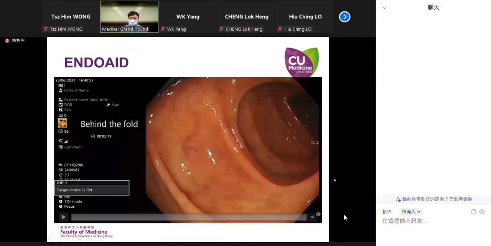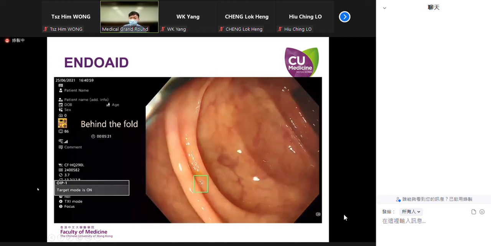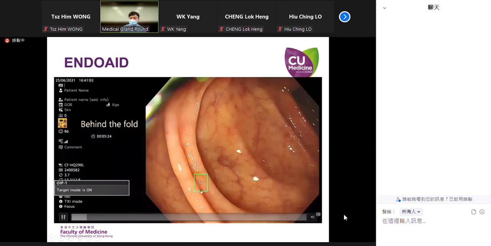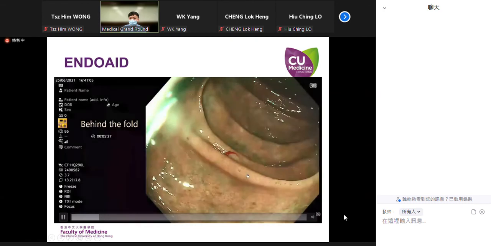So here is a video of the EndoA. We can see that now we are using the target mode. Only one screen is shown here. So this system is very powerful. We can see that it can detect very small polyps like this, even if they are hiding behind the fold.